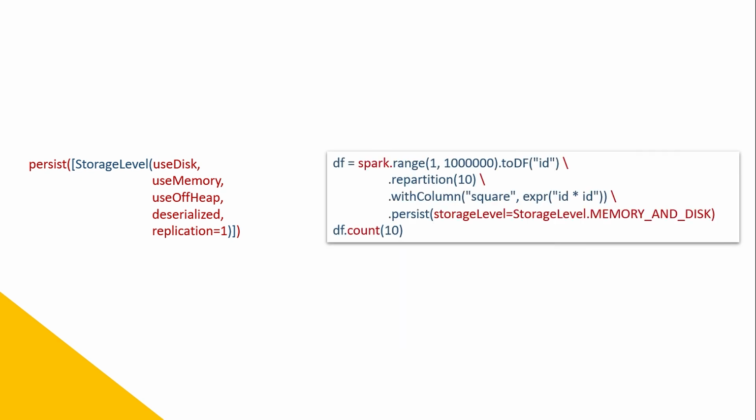I used a storage level function to demo the persist method, but you can also use some predefined constants. Here is an example. In this example, I am using a predefined storage level constant. The constant makes my code more readable, but you can also use the storage level function.